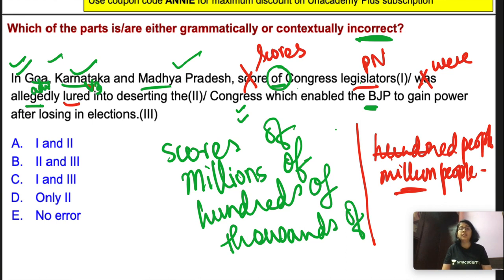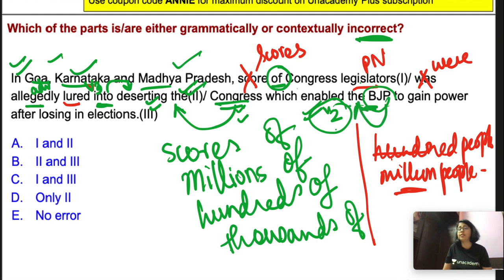Allegedly is an adverb. Lured into what? Into deserting. So into plus ing form of verb. The Congress is the name of a party, so before that the should be used. The Congress which enabled the BJP. Now the sentence is in the simple past tense, that's why here V2 has been used. Second form of the verb has been used, which enabled the BJP, again name of a party, that's why the has been used. To gain, 2 plus V1, to gain power after losing in elections. So here the error is in 1 and 2. So option A is the answer.